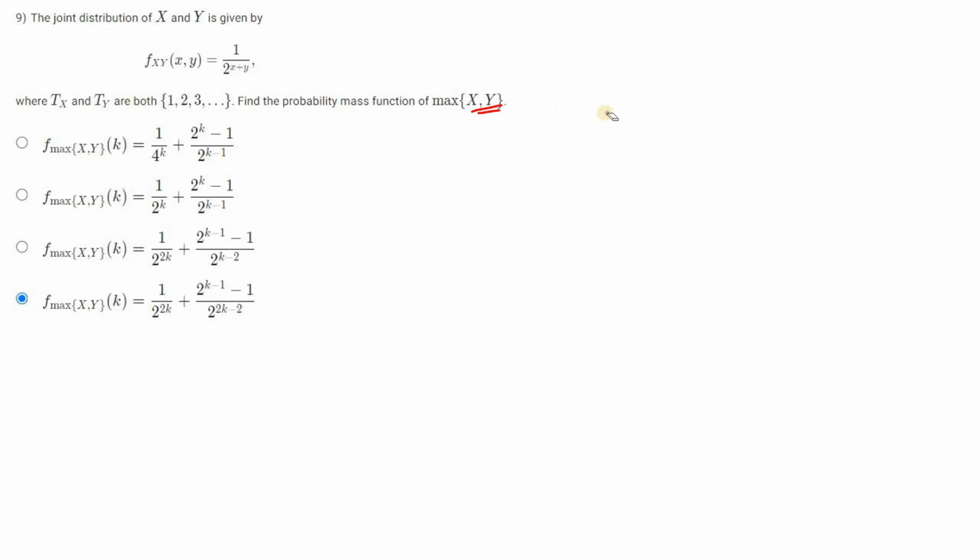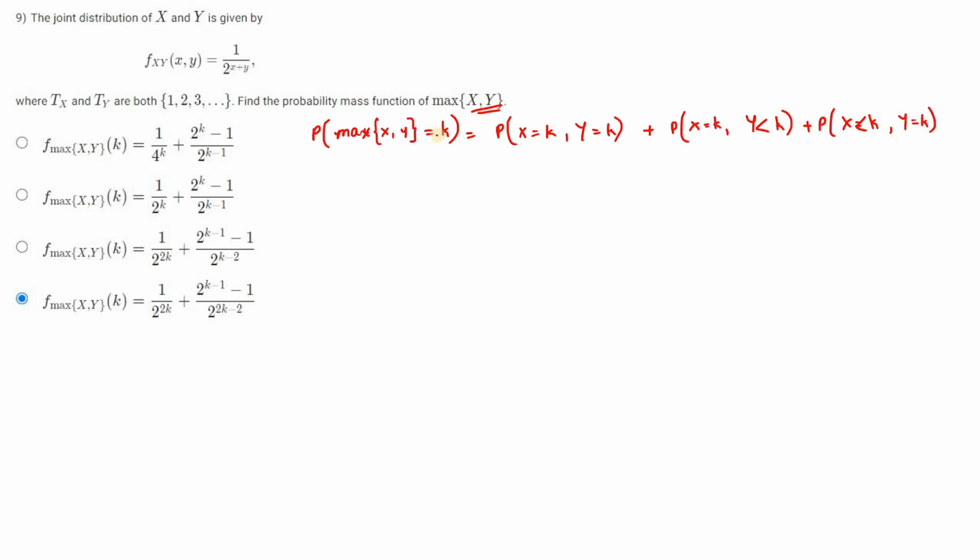This will take the same range as x or y. Okay, so I'll just write it here. What is the probability of max of x comma y? It will take a random value, let's say k. Okay, and which is nothing but a probability of x will be equal to k and y will be equal to k, plus probability of only x is equal to k and y must be less than k, right? And what is the third possible way? That is x is less than k and y is equal to k, right? Now that will be equal to, and this is nothing but fxy of k comma k.